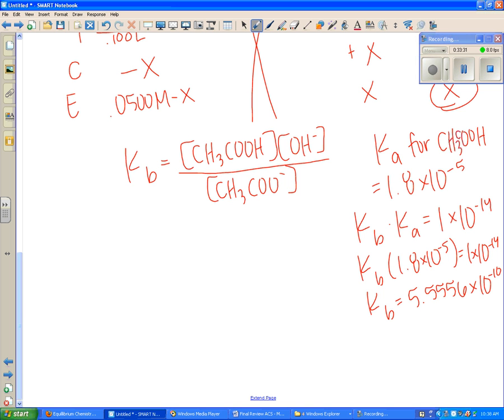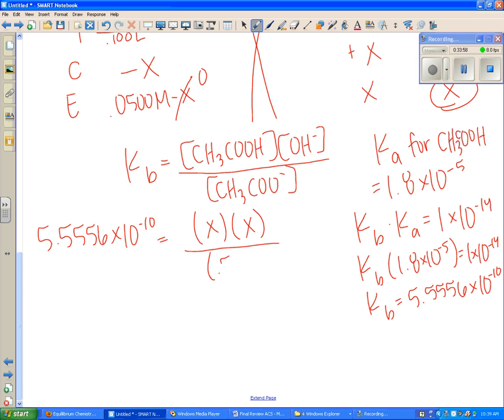All right, perfect. Now I can substitute that in for Kb here. So 5.5556 times 10 to the minus 10 is equal to X times X divided by, because Kb is really small, what can I assume about this X value here? Like subtracting 0, so divided by 0.05. And then I just need to solve for X.